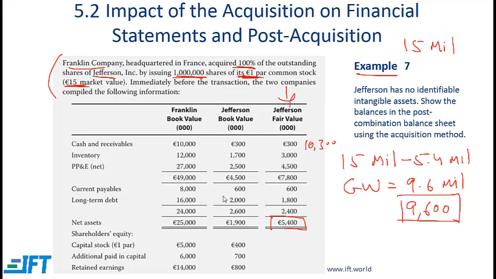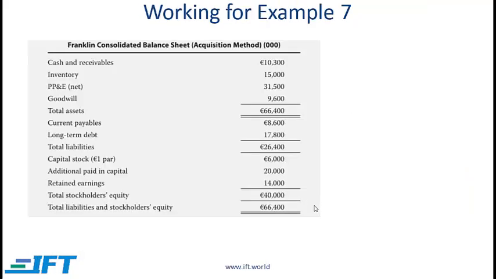On the liability side, current payables would be 8,000 plus 600, which would be 8,600. Long-term debt would be 16,000 plus 1,800. Note that we are using the fair value and not the book value. The equity then will be the difference between the assets and liabilities.